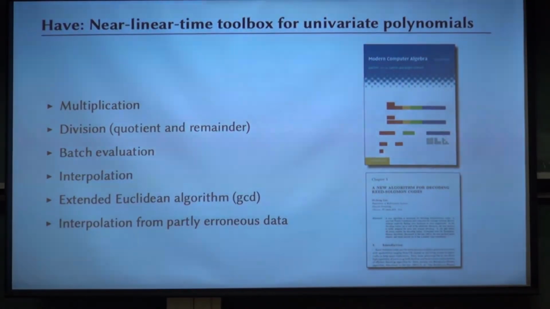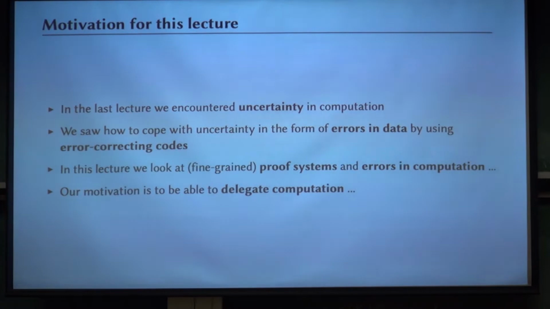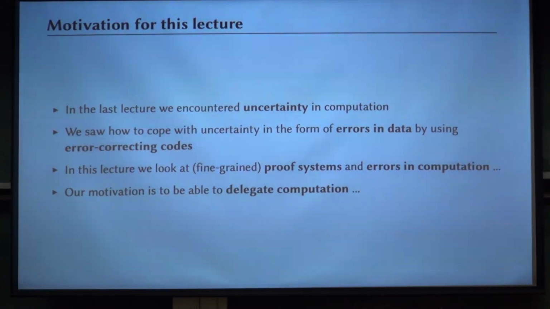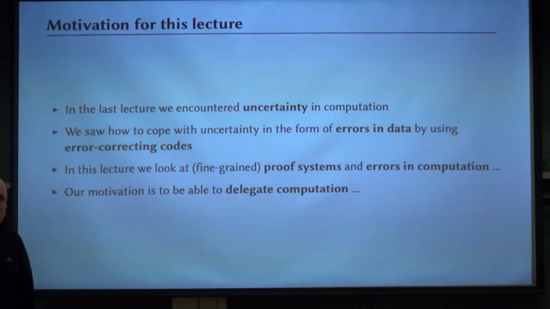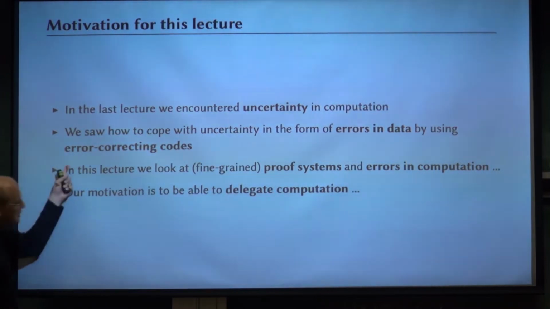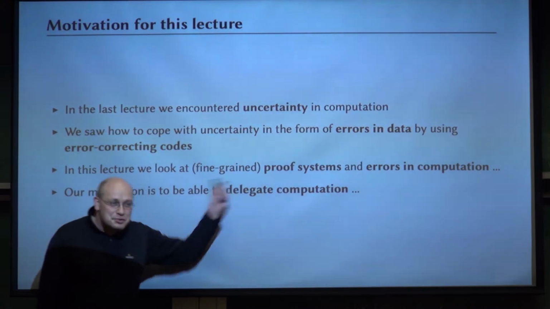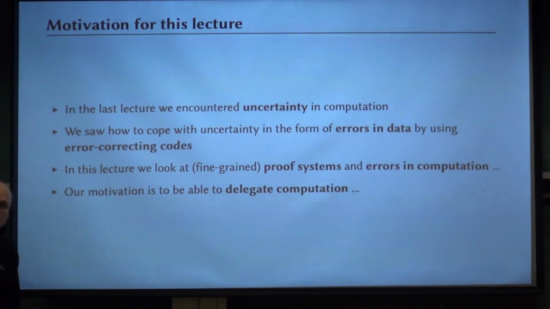So we have quite a strong toolbox, and what we want to do is apply it. We already encountered uncertainty in computation, in the sense that we now know how to protect static data using a powerful family of error-correcting codes called Reed-Solomon codes. Now let's try to advance a little bit further. Instead of protecting static data, let's think about whether we could design proof systems in the fine-grained sense that actually cope with a limited amount of errors in computation.